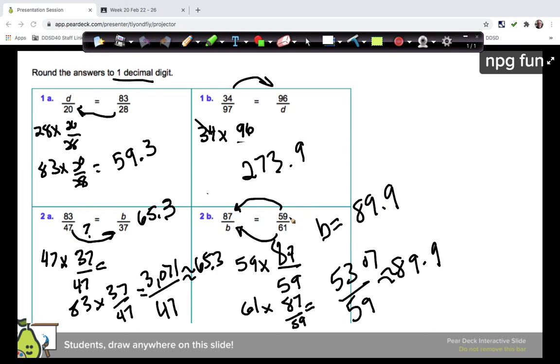So B is equal to 89.9. Let's see if that makes sense. Yeah, 59 is almost 61, and 87 is almost 89.9. So those seem to be proportional. Okay, so that is a recap for Monday, February 22nd.